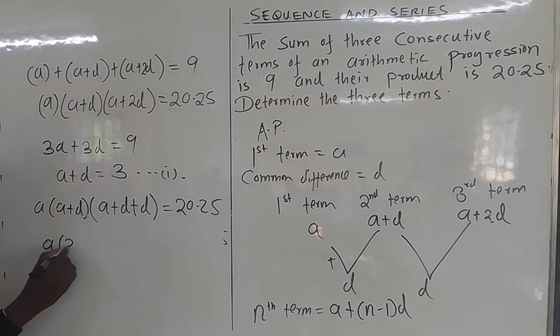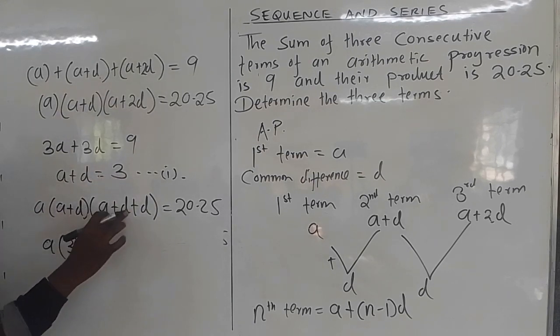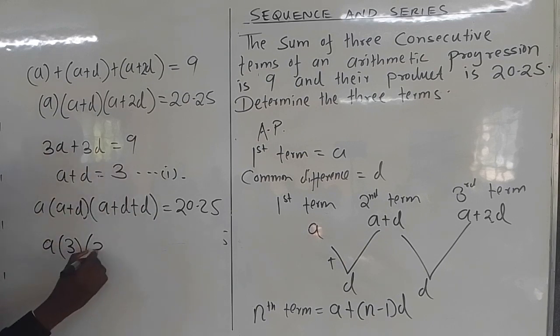Where there is this A plus D, I put what? 3. Then where there is this A plus D, I put what? 3. So I will have 3 plus D, isn't it? Yes. I will have 3 plus D to be equal to what?